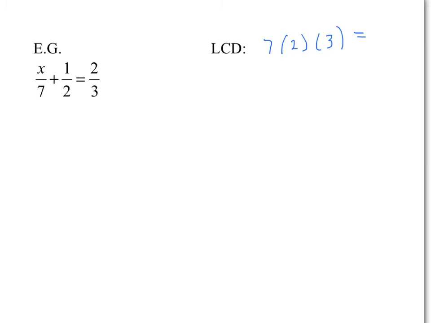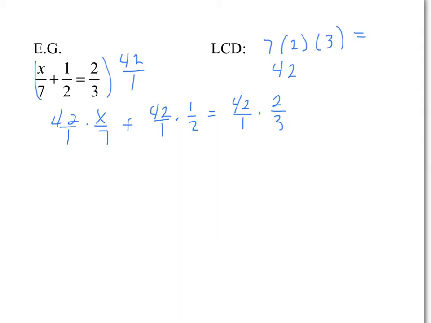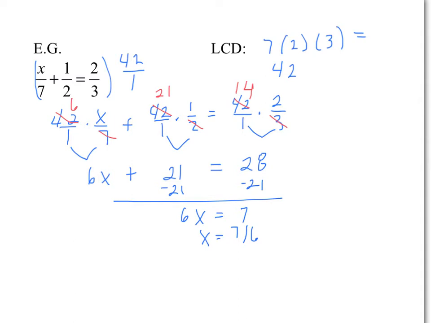So this will be 7 times 6, which is 42, and that becomes our common multiple or common denominator, which just means it's our magic number that we're going to multiply to the equation. So distribute the multiplier. Go through and cancel your denominators. Multiply what's remaining, 6 times x, 21 times 1, 14 times 2, and then solve for x. So subtract 21, divide by 6, we get 7/6 as the answer.